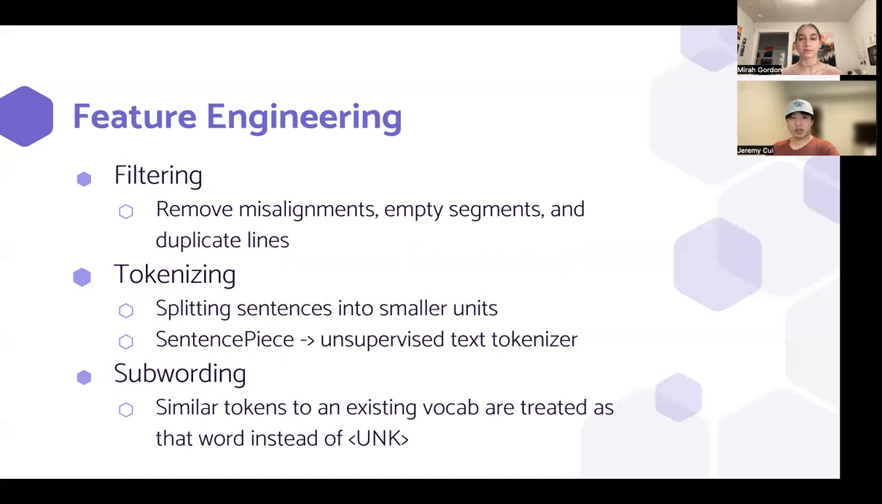And we used a package called SentencePiece, which was an unsupervised text tokenizer that used byte encoding to help us with the subwording and tokenization tasks. And subwording was something else we did. Subwording is to replace tokens that are similar enough to an existing vocab word with that vocab word. And this allows us to reduce the size of the vocabulary and save on space and memory. And it reduces the amount of unknowns in the data, which makes the learning more accurate.